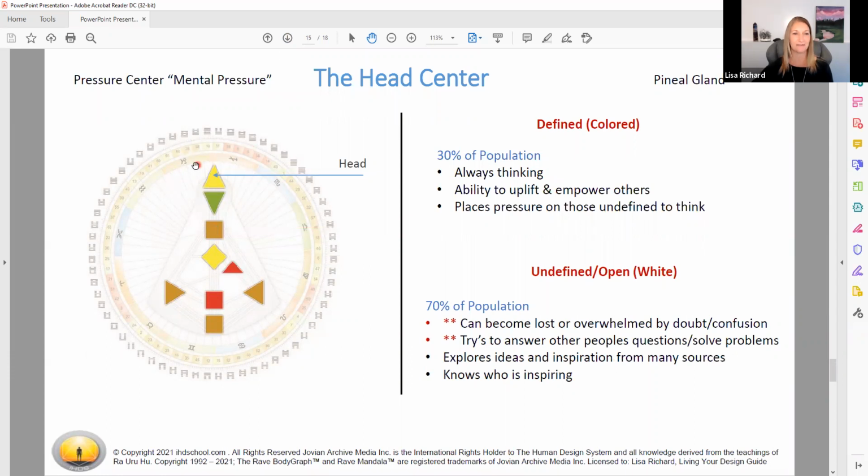Next, we're moving up to the very top of the body graph. This is the head center. This is mental pressure. It is also the area in the body graph that has the deepest conditioning.